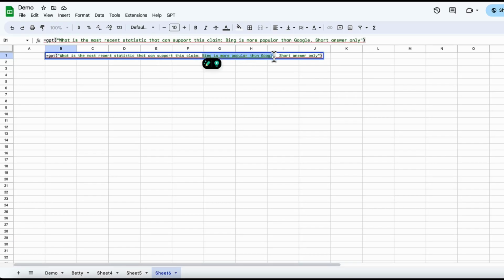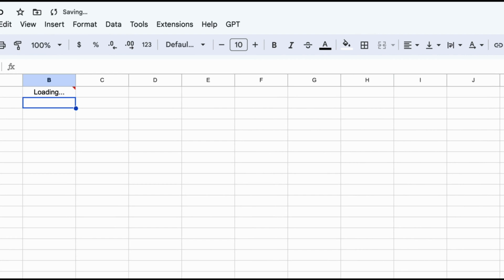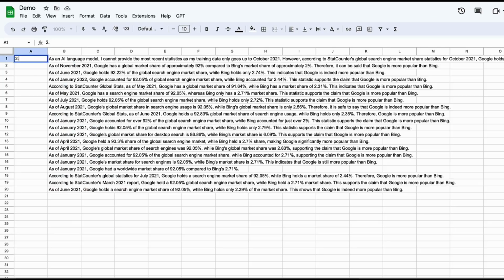We are going to change the prompt, and now our claim is that Google is more popular than Bing. Once again, running this 20 times. And now I'm manually pulling up the statistics that it provides for Bing, but in a second I will show you a way smarter way to do this. Funny enough, I'm not seeing any that would be 3%.